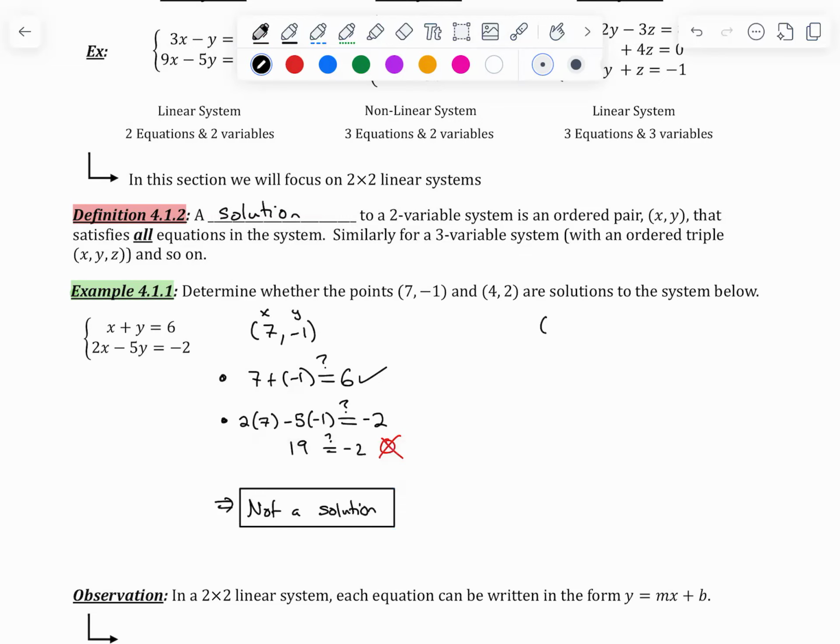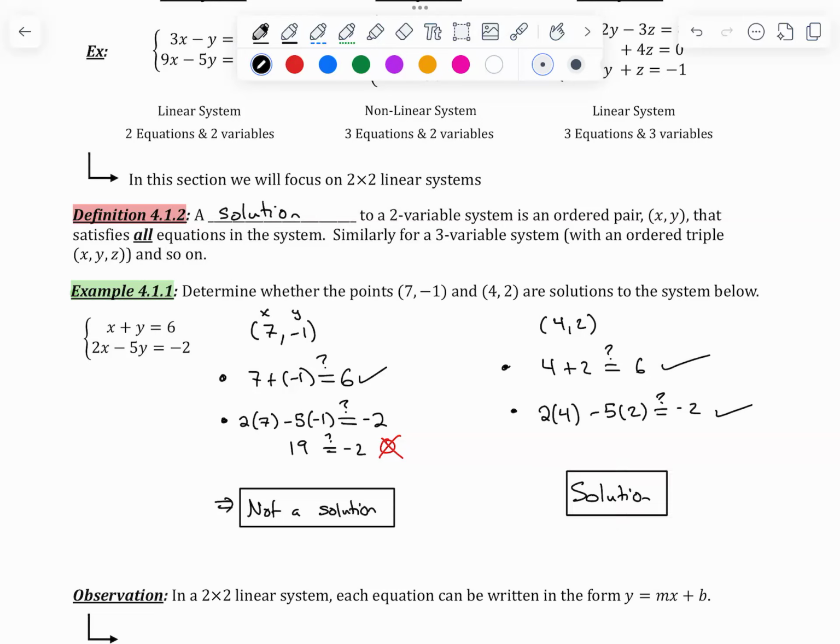And then let's try 4 comma 2. Once again, that means that our x value is 4 and our y value is 2. So plugging it into the first equation, does 4 plus 2 equal 6? And yes, it does. You get 6 equals 6. That's a true statement. And then we'll check the second one. 2 times 4 is 8, minus 5 times 2, just 10. That's negative 2. Does that equal negative 2? Yes, it does. So this is a solution. So 4 comma 2 is a solution where 7 comma negative 1 is not.